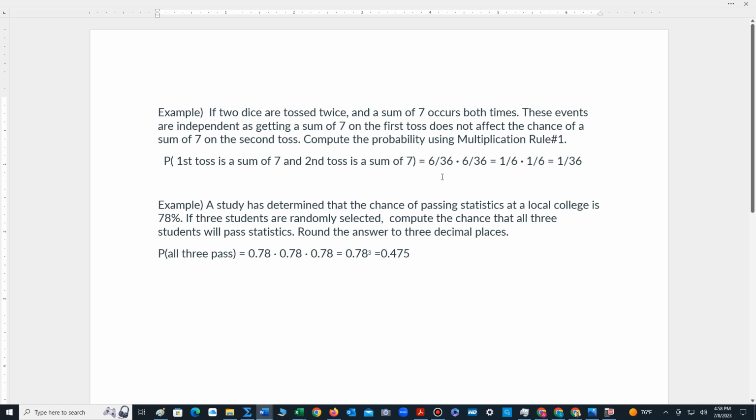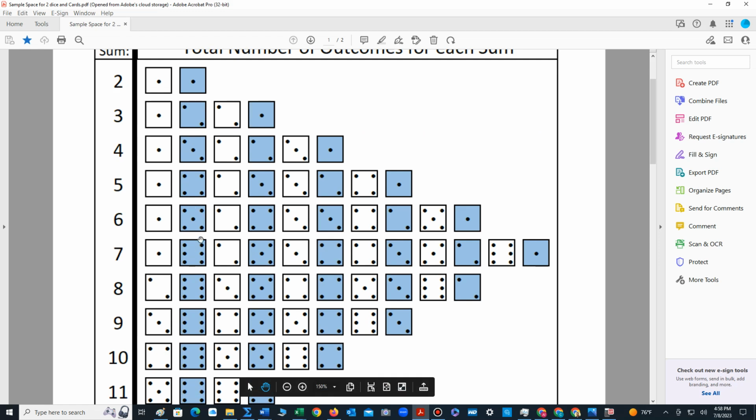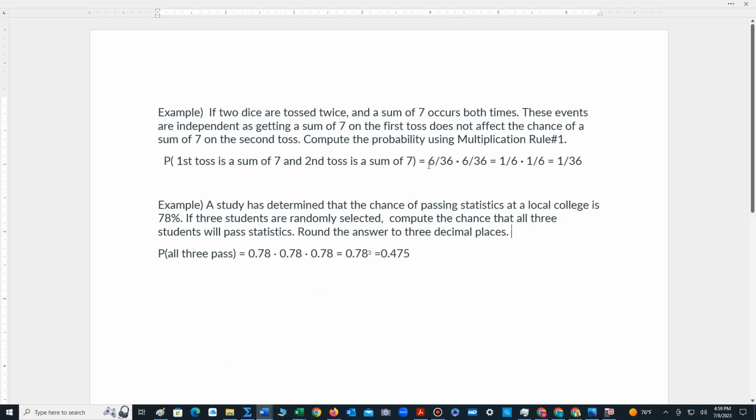Whenever we compute probabilities involving dice, they're always going to be independent because we cannot physically remove one side of the dice. So the probabilities will remain the same for each trial. And the probability of getting a sum of 7 is 1, 2, 3, 4, 5, 6 possibilities out of 36. So on the first toss, it's 6 out of 36 chances. And that probability remains the same for the second toss. 6 out of 36. 6 out of 36 reduces to 1 out of 6. So it's really 1 out of 6 times 1 out of 6, which is 1 out of 36. And that's going to be the answer.